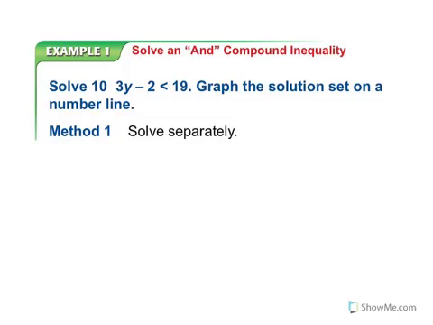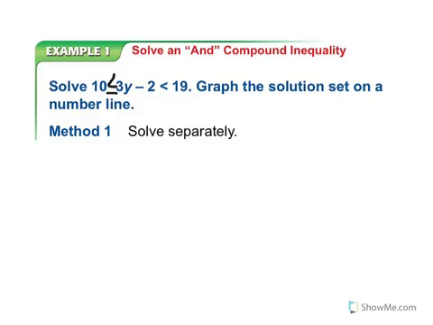Example 1. Solve 10, that's missing a sign here. That's supposed to be 10 is less than or equal to 3y minus 2 is less than 19. And we're going to graph the solution set on a number line. Now there's two different methods we can use. I'm going to show you the first method and then the second method. So the first method, we solve the inequality separately.